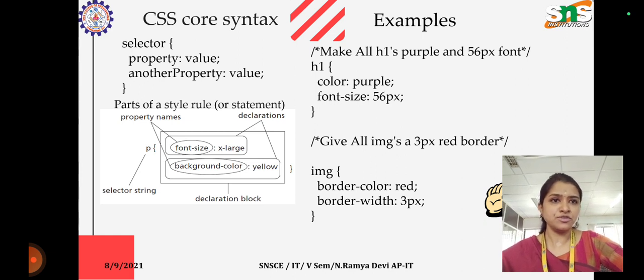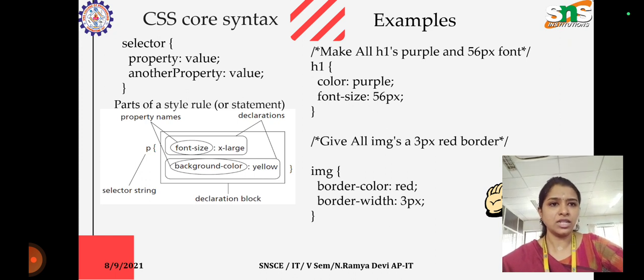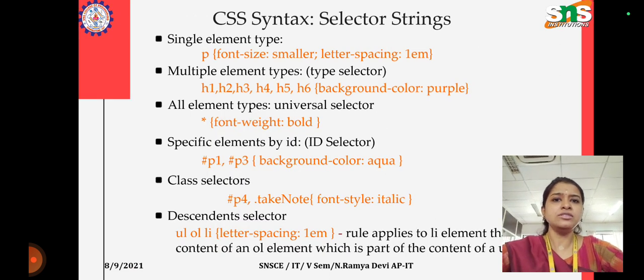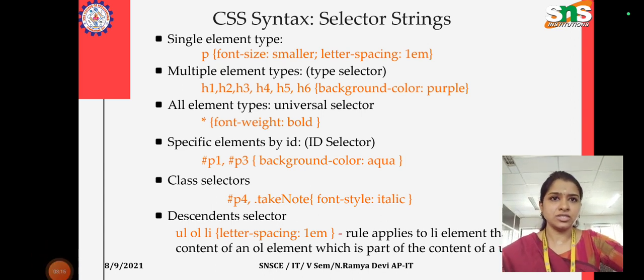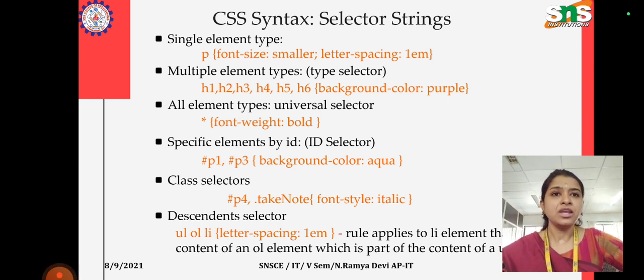The property name is font size, the value is 56 pixels. Again, img is an HTML element in which we have two properties, border color red and then the border width 3px. And this is the CSS syntax. So the CSS syntax selector strings. We will be using the selectors for calling our HTML document, or to which HTML element the style has to be applied. So we have 6 types to call the selectors.